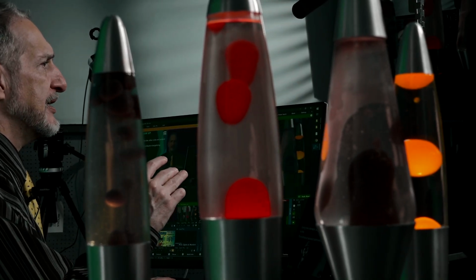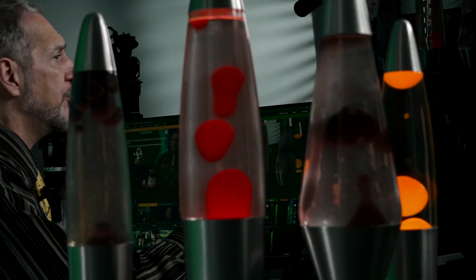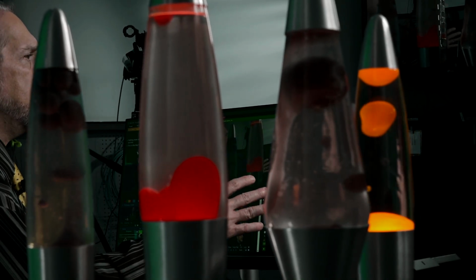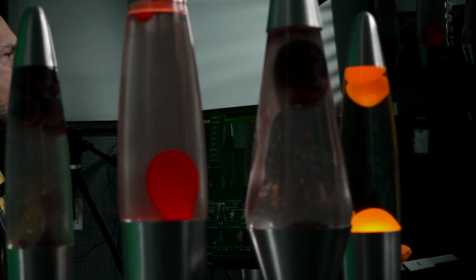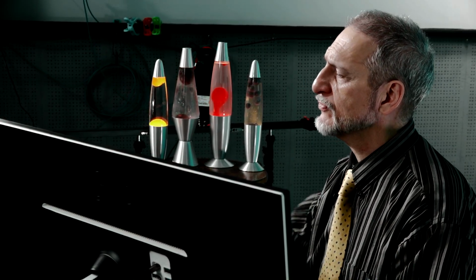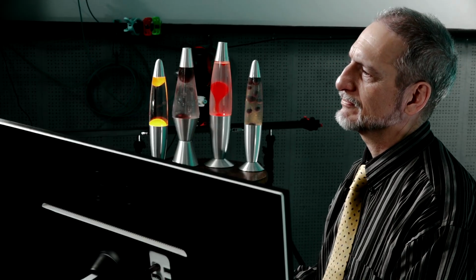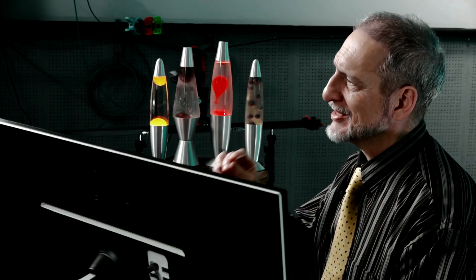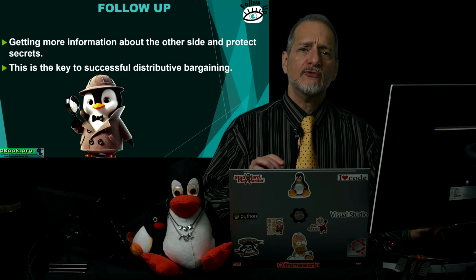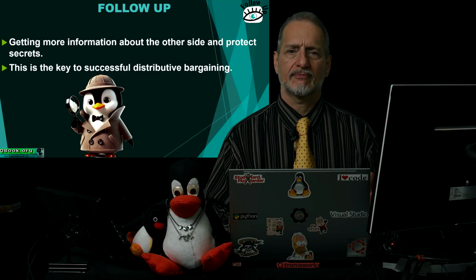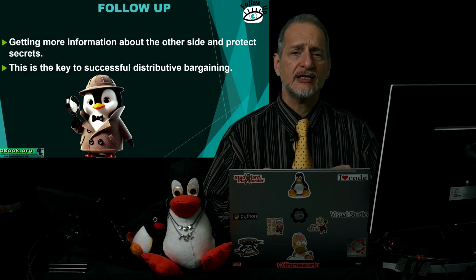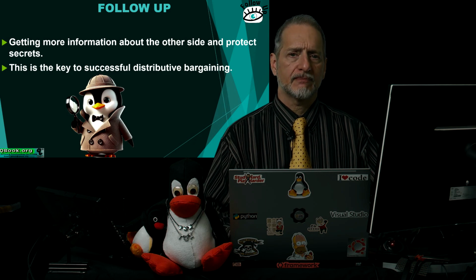You can see that each side is trying to say, "Oh no, your information is wrong. Let me tell you my information." Both sides are always trying to influence the information. Information is king in a negotiation. Information is everything. Information is the key to a successful distributive bargaining.